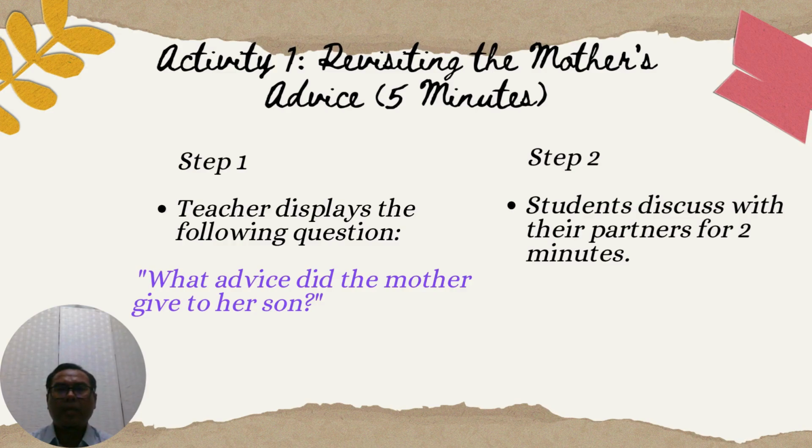For activity 1, revisiting the mother's advice, this will take 5 minutes. For step 1, the students revisit the key messages from the poem, and then the teacher will display the question: What advice did the mother give to her son? In step 2, the students discuss their answers with a partner for about 2 minutes, and then the teacher will collect their responses and write them on the board.